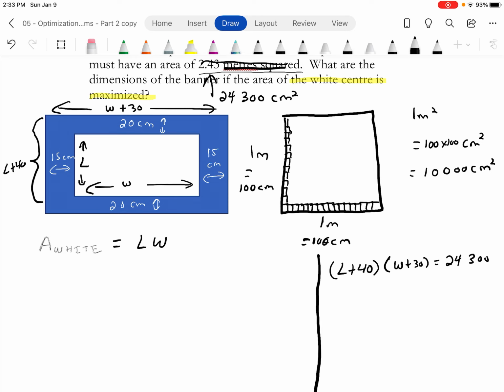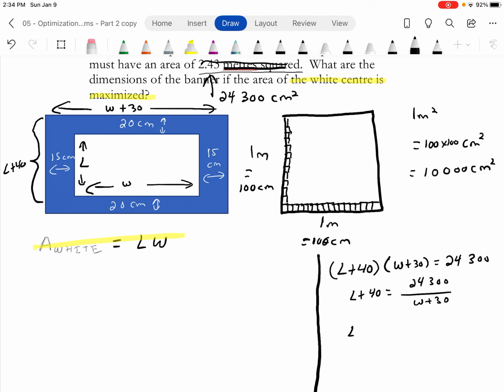I definitely want to work on this one over here. Here's the one I want to take the derivative of. But here's the one that I'm going to use to get rid of either L or W. You have your choice which one you want to go after. I'm going to go after the L. So to get the L, I'm going to go L plus 40 equals 24,300 over W plus 30. That's the easiest way I see to isolate L.